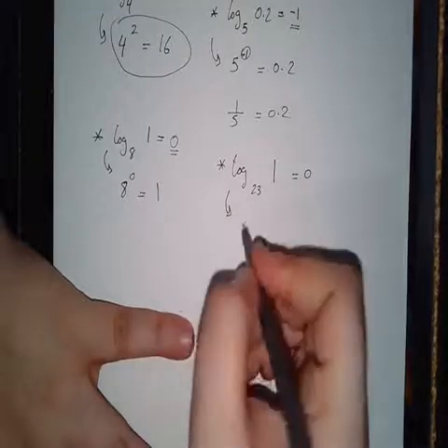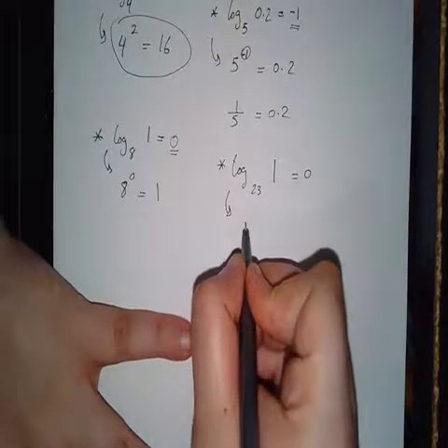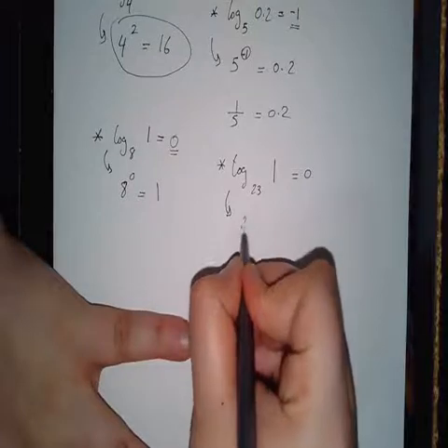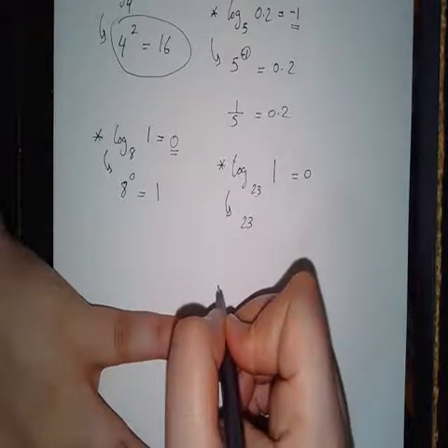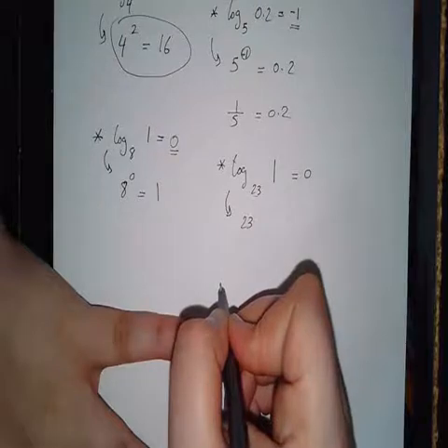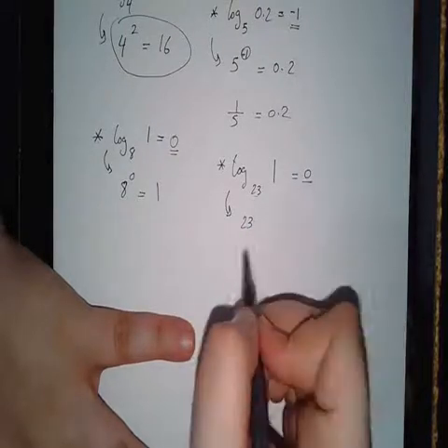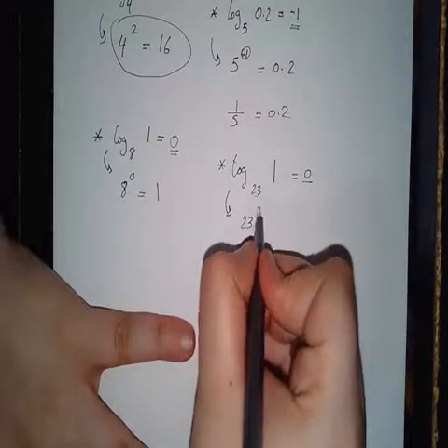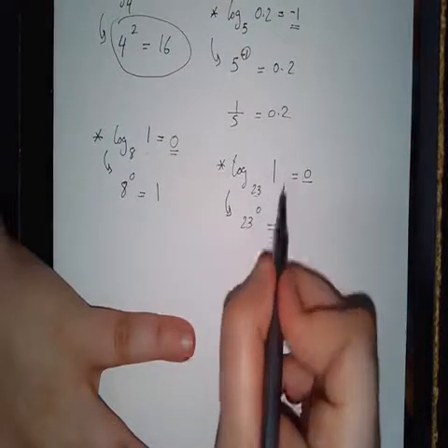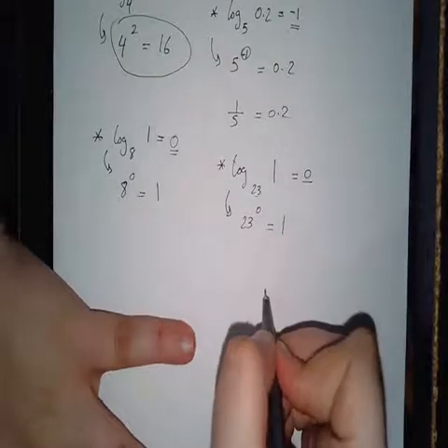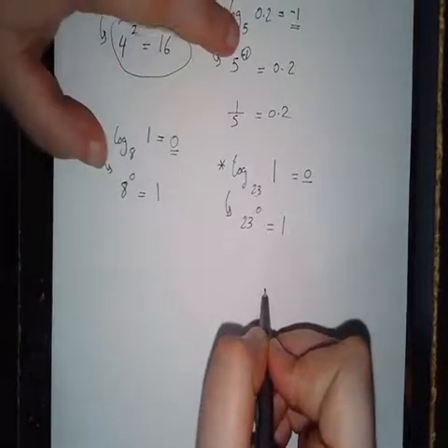Now, first thing we start off with is the base. What's my base here? It's 23. Okay, 23 to the power of what? It's 23 to the power of the answer of the log, which is 0. And it equals what? It equals what's inside the log, which is 1.